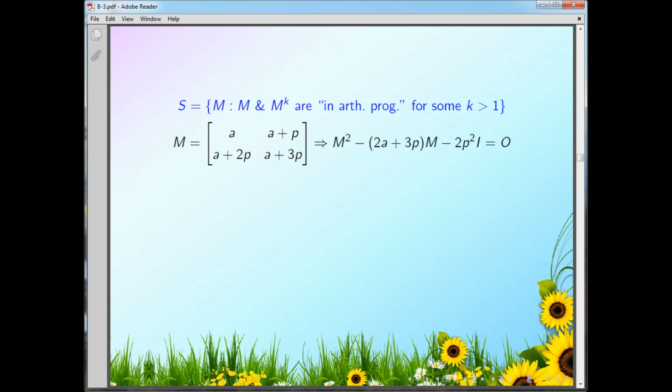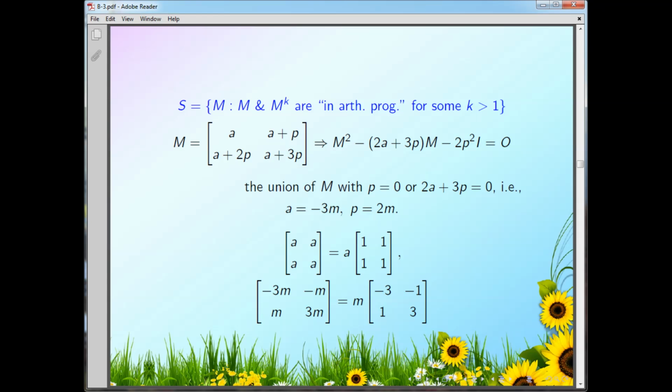So let me rephrase the question again. S is the set of matrices M such that M is in arithmetic progression, and some higher power of M is also in arithmetic progression. Then the collection of all such M is where either p is 0, or 2a plus 3p is 0. So I wrote down this condition 2a plus 3p in a more constructive, parameterized way.